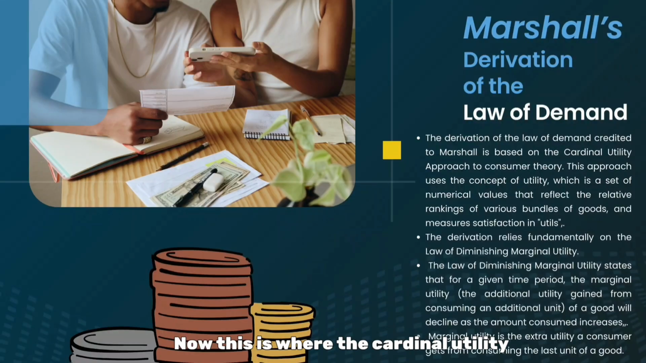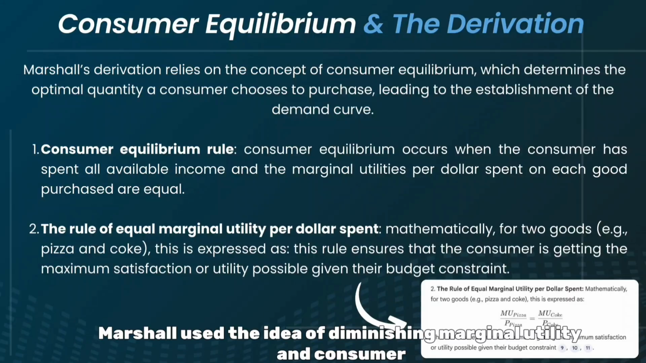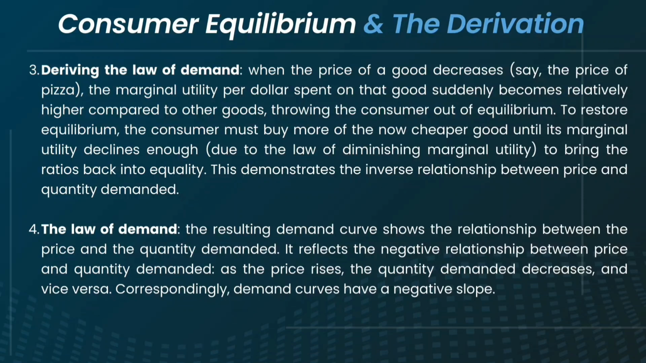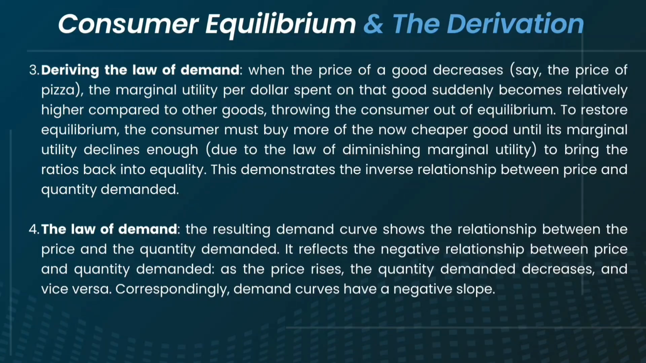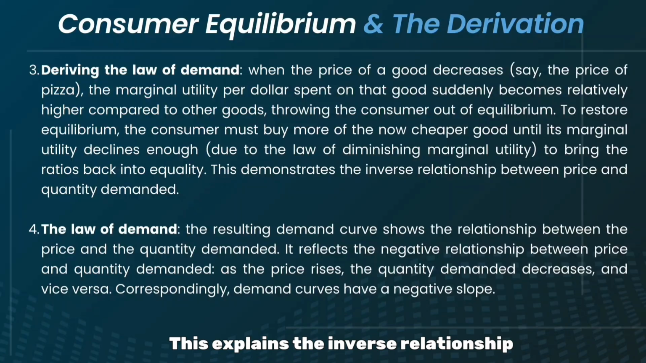Now, this is where the cardinal utility approach links directly to the law of demand. Marshall used the idea of diminishing marginal utility and consumer equilibrium to derive the law of demand. When the price of a good falls, the marginal utility per dollar spent on that good increases, and the consumer is no longer in equilibrium. To restore equilibrium, the consumer buys more of the cheaper good. As consumption increases, marginal utility falls due to the law of diminishing marginal utility until equilibrium is restored again. This explains the inverse relationship between price and quantity demanded.